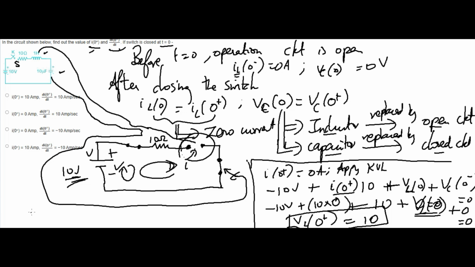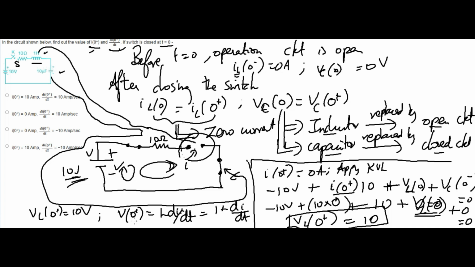Okay, the next one: VL of 0 plus is equal to 10 volt, what is that? Another formula. What is the formula actually? V of 0 plus is equal to L into di by dt. Already you know the formula, it is a normal formula. Here what is the L value? L is 1 H, is it right? So that is equal to 1 into di by dt.